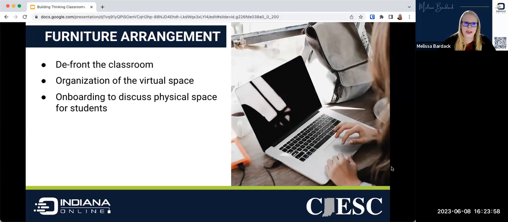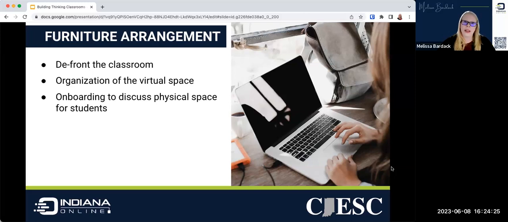For us in a virtual setting, we can defront the classroom in a way just by sharing different virtual settings for students, shifting up the way that we join a meeting, and then the organization of our virtual space. So in a virtual setting, having your resources accessible to students, being able to have students identify where they go to turn in their work, where do they go to access their content and their resources.